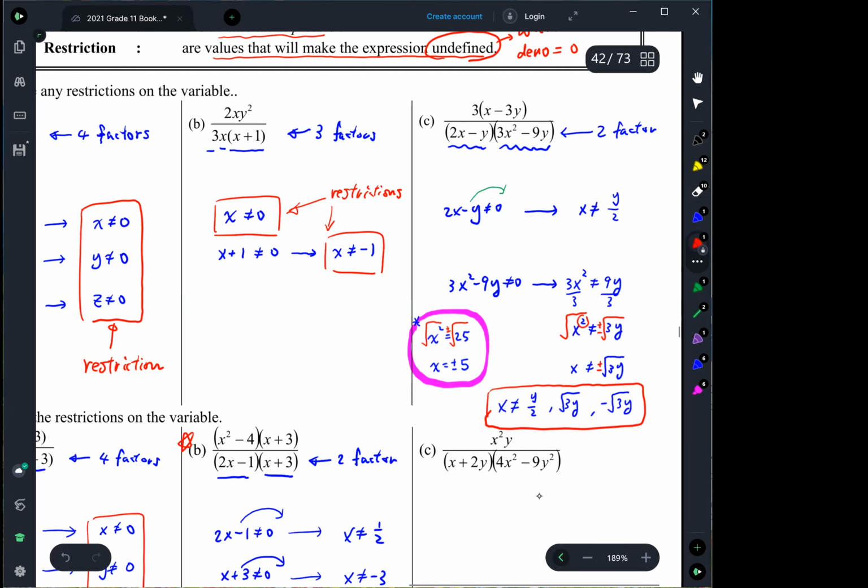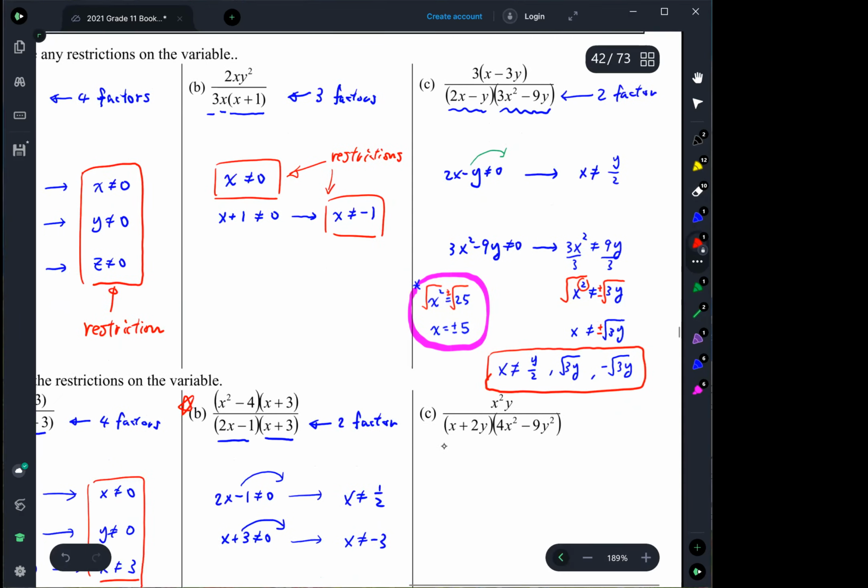Okay, so I'll let you guys try question C now. So question C, by the look of it, you should also have 3 restrictions, right? So you can raise your hand when you're done question C.